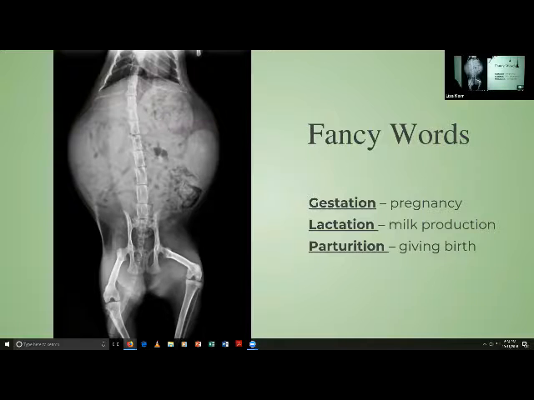Like we said with the mammary glands, lactation is a word used to describe when she's producing milk for her kittens. And parturition is a term that refers to the process of giving birth to those kittens. In cats, it's a fun fact, you can refer to that as queening as well. So queening and parturition are the same, but queening is specific to cats.